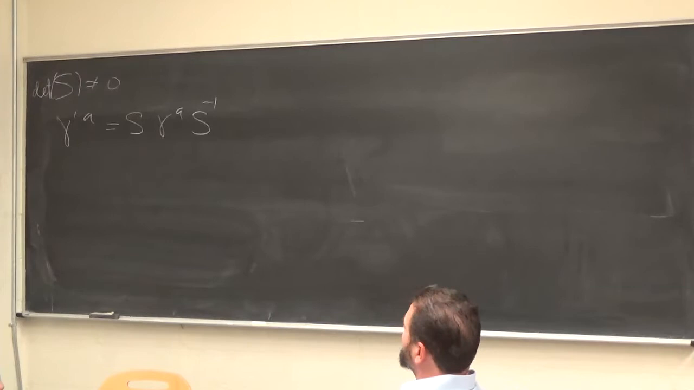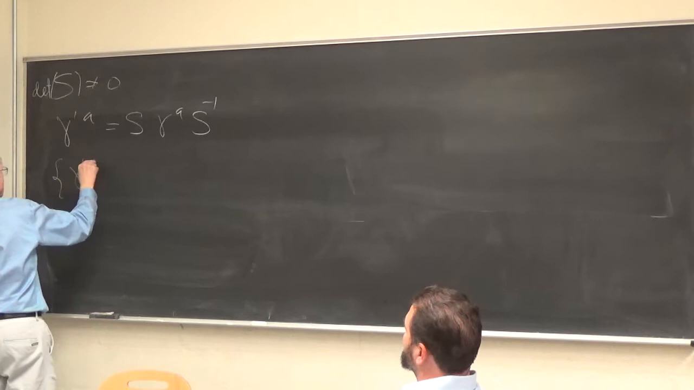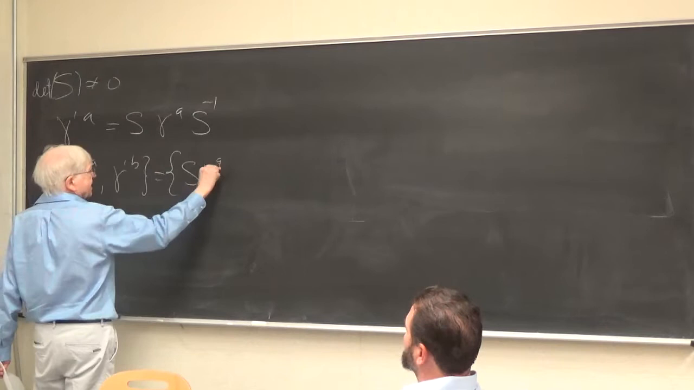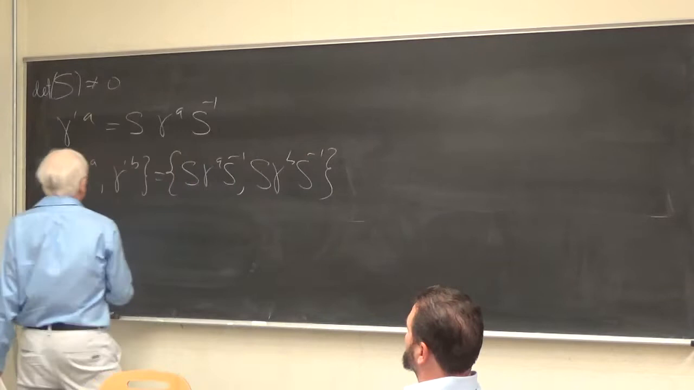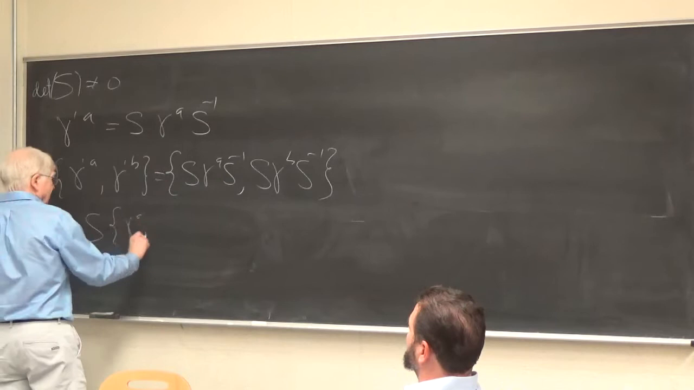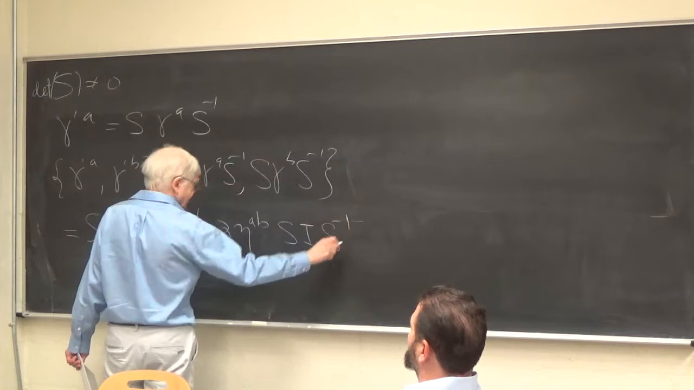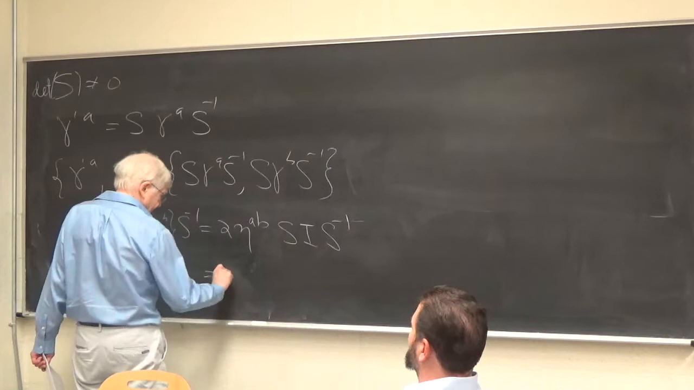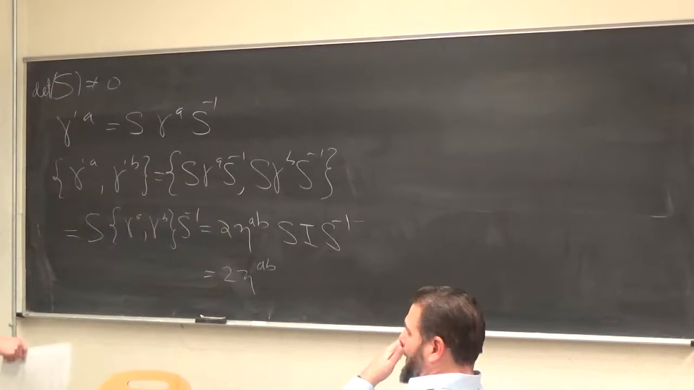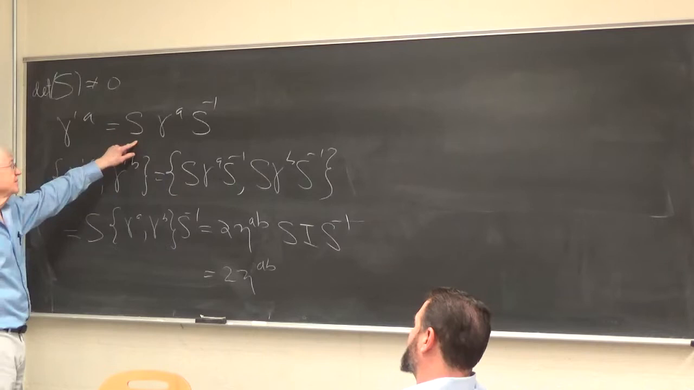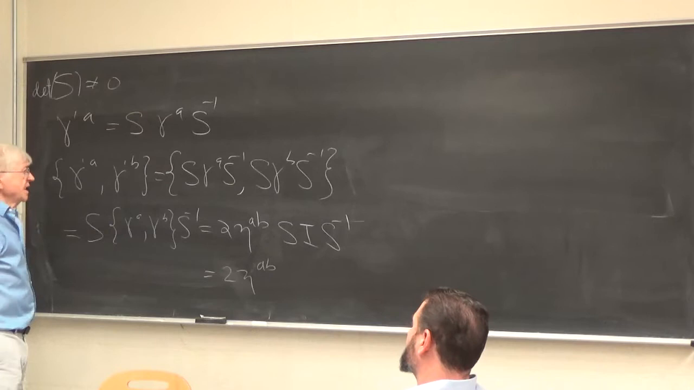This gives you an equally good set of gamma matrices, because now the anti-commutator of gamma prime A and gamma prime B is the anti-commutator of S gamma A S inverse and S gamma B S inverse, and this turns out to be S times the anti-commutator of gamma A and gamma B times S inverse, which is 2 eta AB S identity S inverse, which is just 2 eta AB. So there are infinitely many sets of gamma matrices in any number of space-time dimensions. There is an infinite set of gamma matrices related by a similarity transformation.